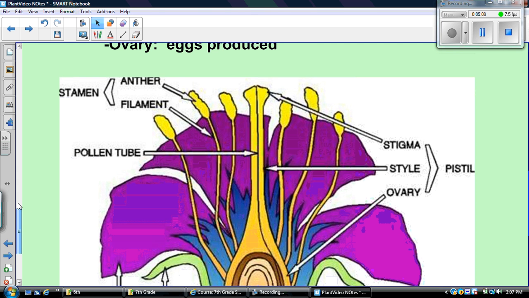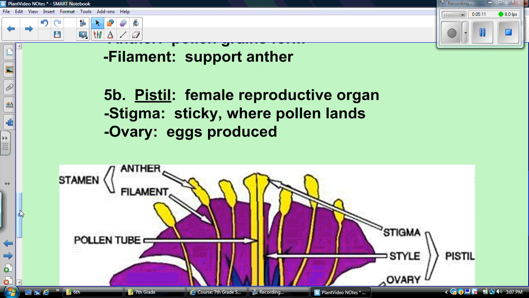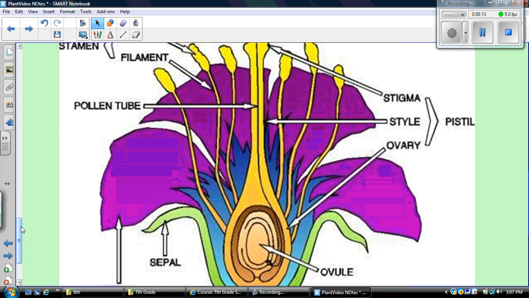Then you've got the female part called the pistil. This piece right here is the pistil. The style is what the pollen grain travels down through, and then down below is your ovary, where the eggs are produced. The ovary contains the female sex cell that gets fertilized by the pollen to create a seed.